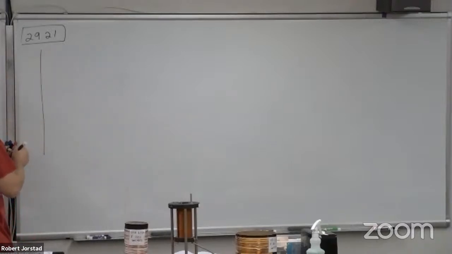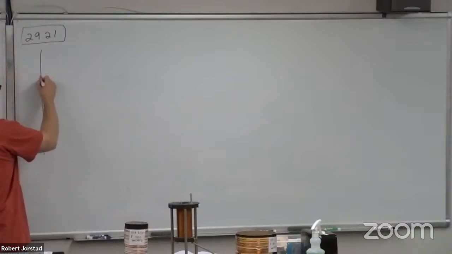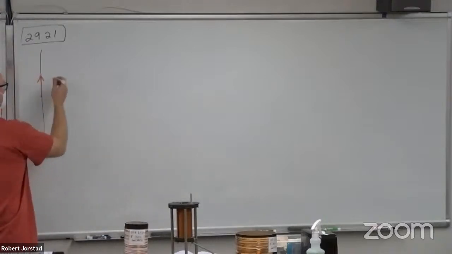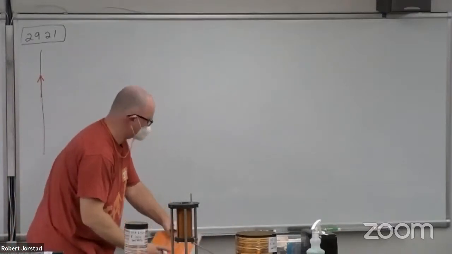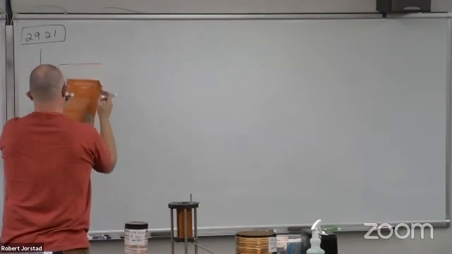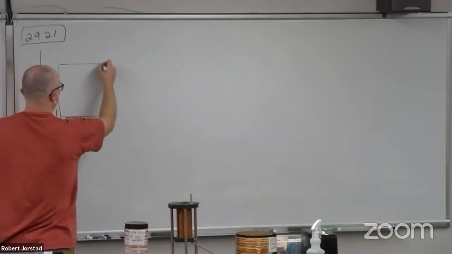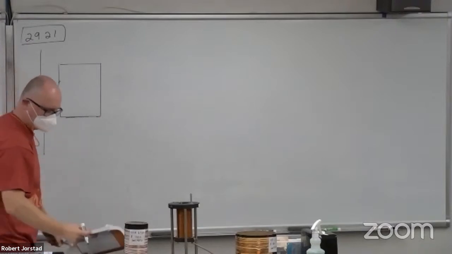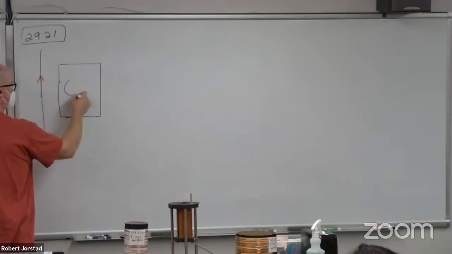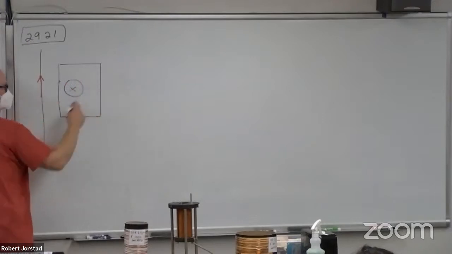We have a long straight wire here. Current is flowing upwards. There's a loop, rectangular, a little bit taller than it is wide. Okay, there's my rectangular loop. What direction is the B field at the plane of this loop? Into or out of? Grab that wire. What's going to happen to the B field as I go to the right?